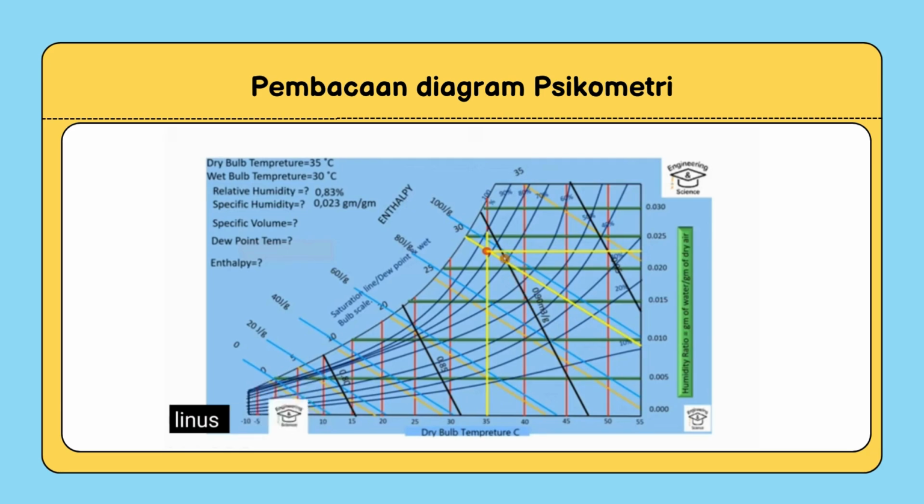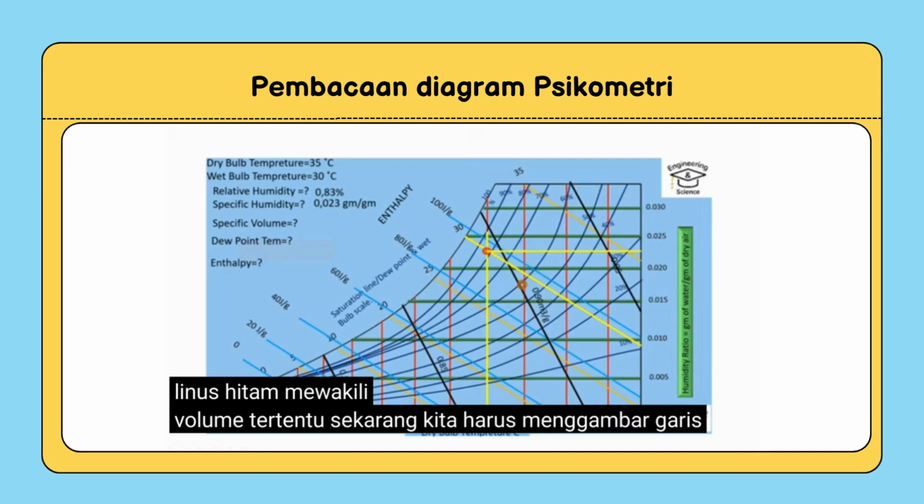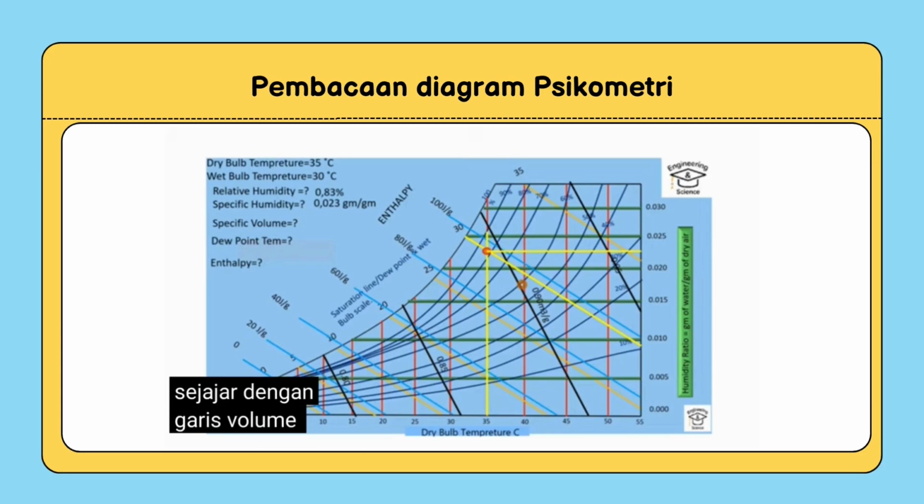Specific volume: the black lines represent specific volume. Now we draw a line parallel to the specific volume lines. Here it is 0.9, this one 0.85, so it lies between 0.85 and 0.9. Here, it's about 0.89 cubic meter per gram.